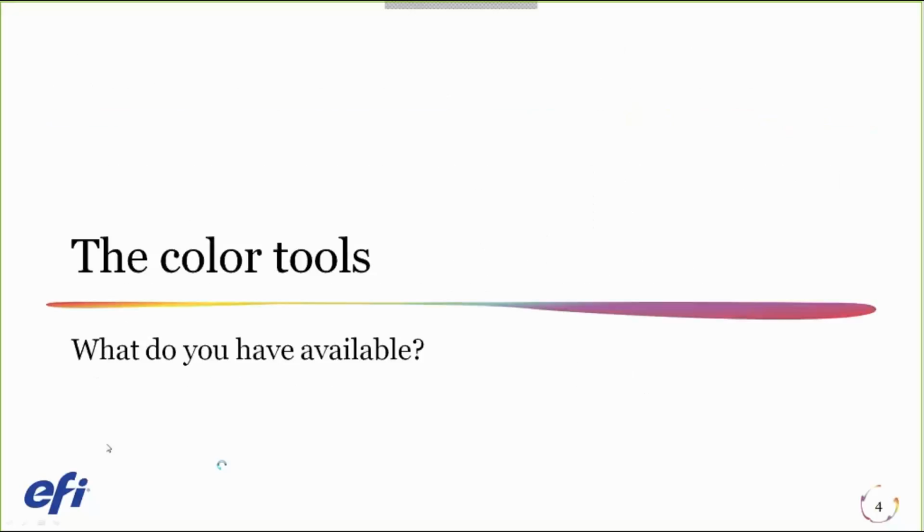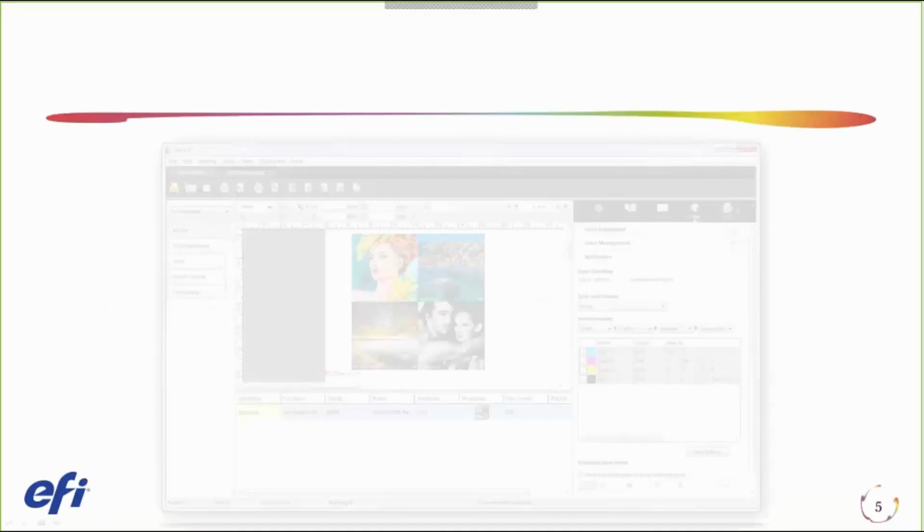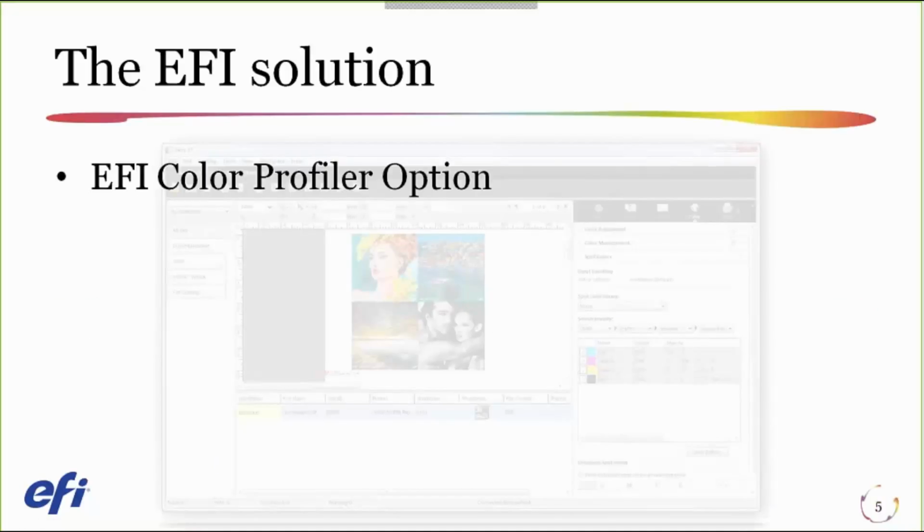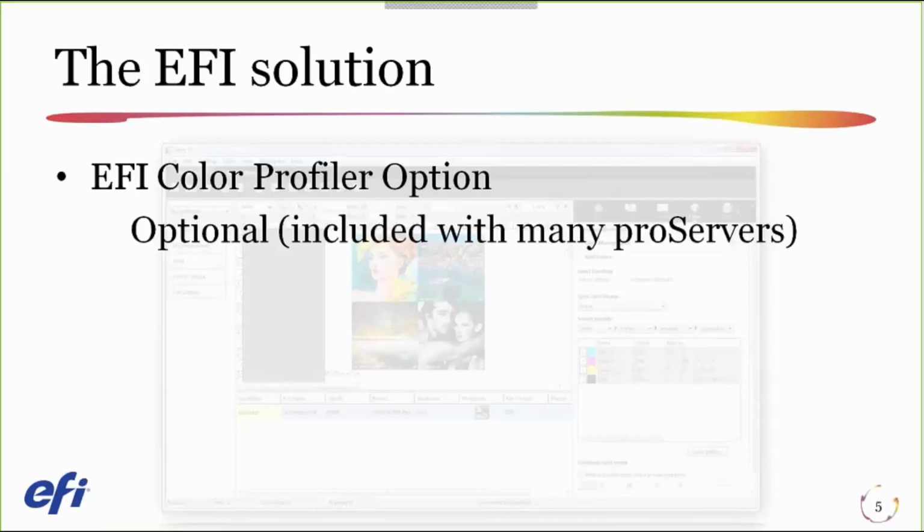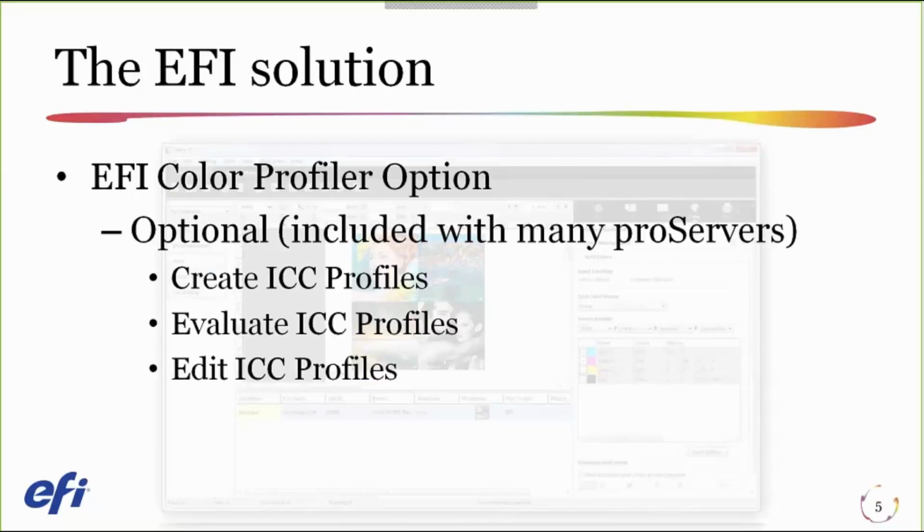But first, we want to look at the tools that are available. What do we have available for building the custom ICC profiles? Well, the EFI solution is EFI Color Profiler option. This is an optional piece of software that is included in many of the proServers. It can be added to any system with the correct license, and it allows you to create ICC profiles, evaluate, and edit ICC profiles. Today, we're going to talk about creating ICC profiles.